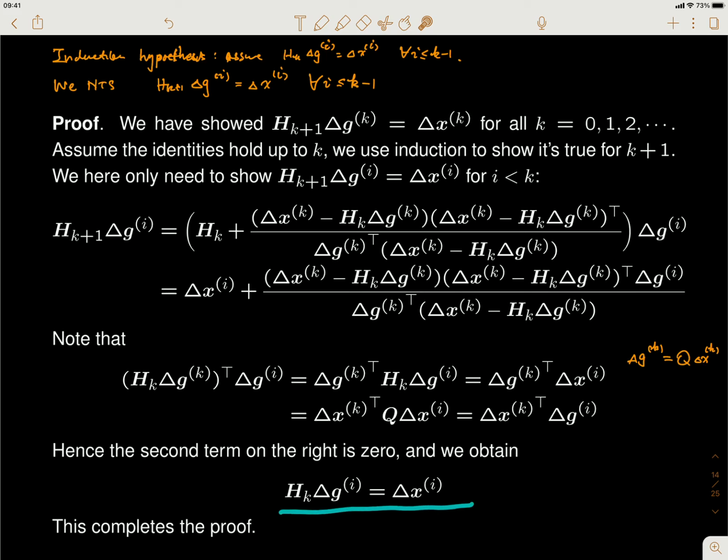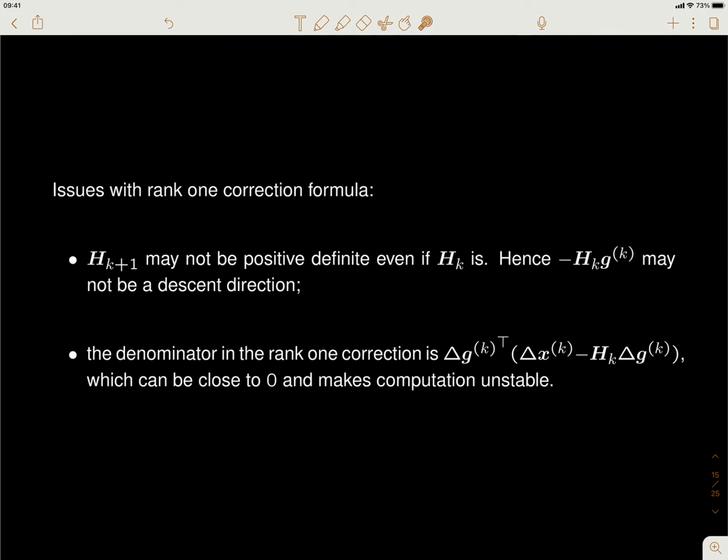So that's how we show that this is also true for i less than or equal to k minus 1. So together with the previous one, we can complete the induction. Okay, so this finishes the proof that the rank 1 update actually guarantees the Hk to satisfy the quasi-Newton update rule. Okay, the Hk plus 1 times delta gi is actually equal to delta xi for all i less than or equal to k.